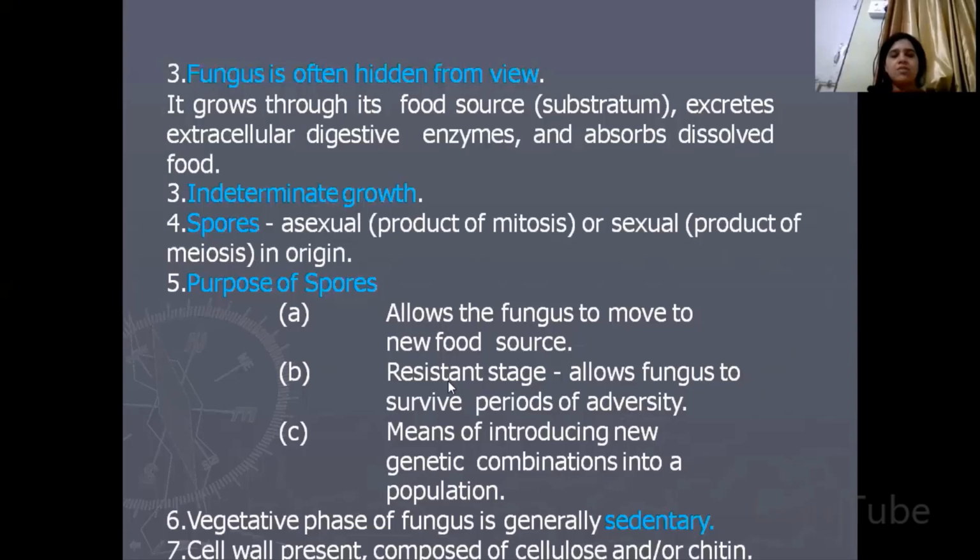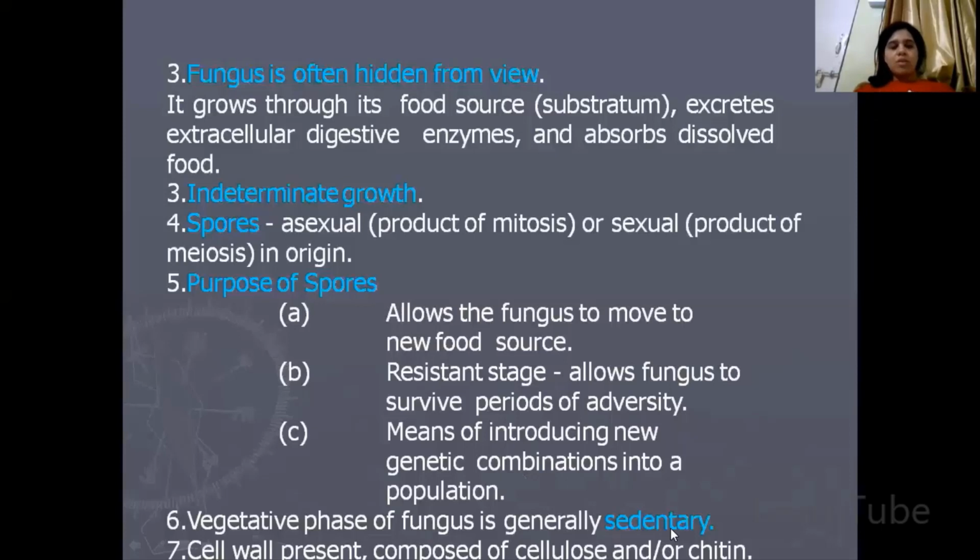The resistant stage allows the fungus to survive in periods of adversity. As I told you, in harsh conditions they remain in a dormant state, and in favorable conditions they germinate. And it is a means of introducing new genetic combinations into the population. If two spores combine together and form diploids, in this way genetic combinations may take place.